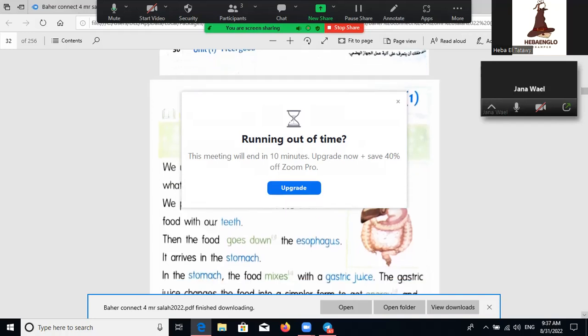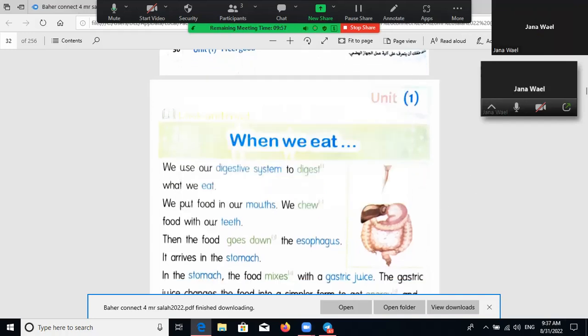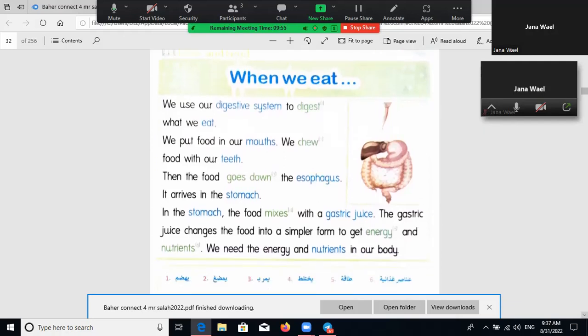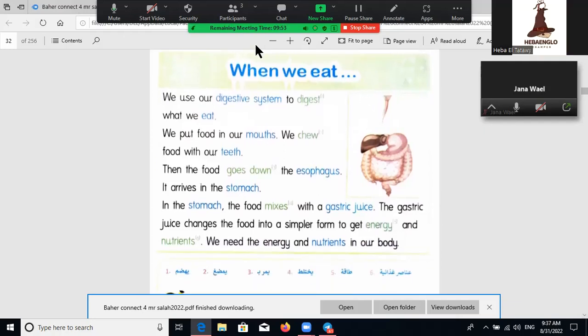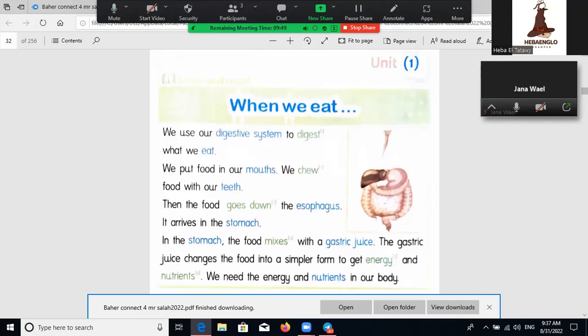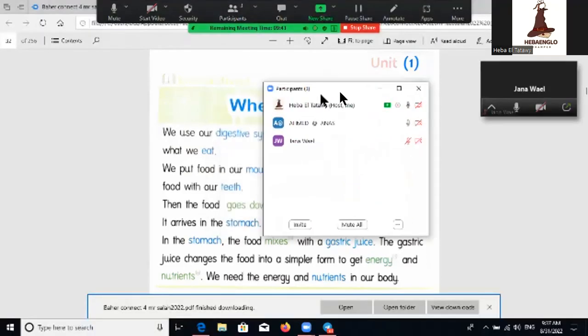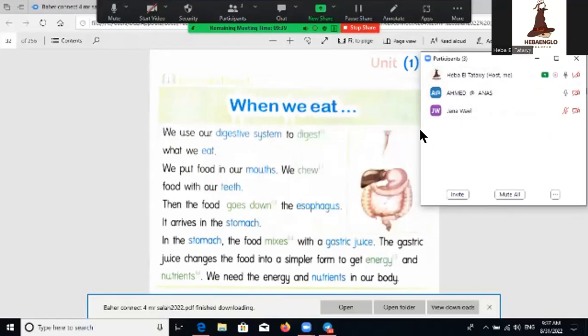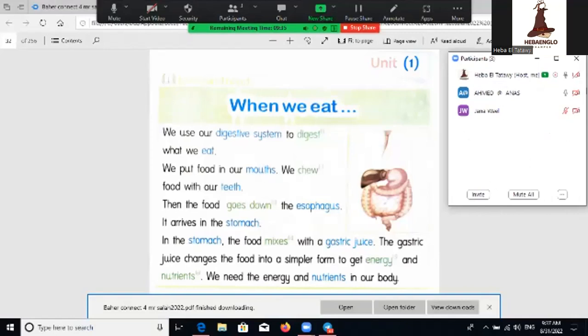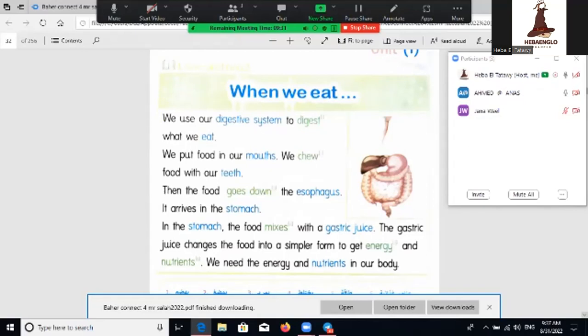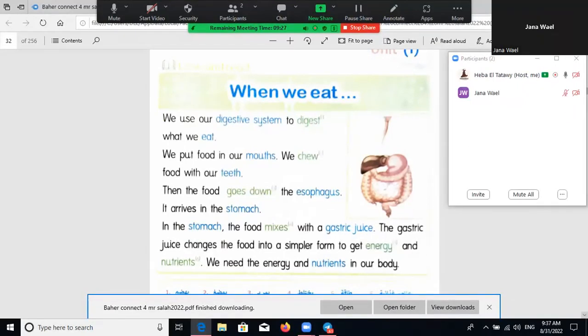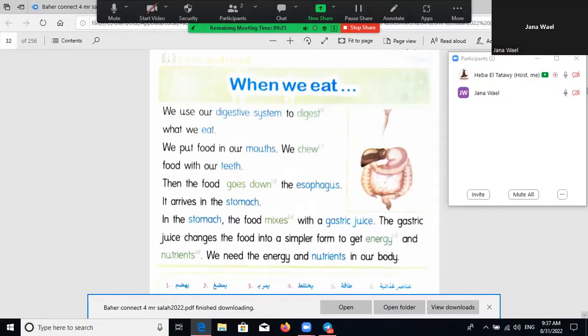What happens when we eat? Read. We use our digestive system to digest what we eat.